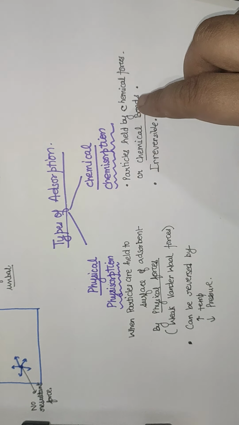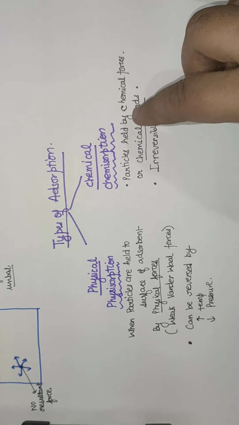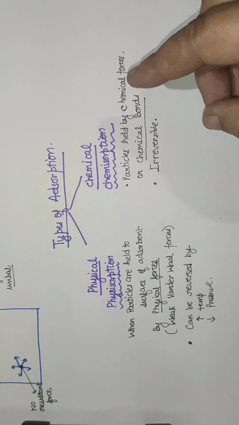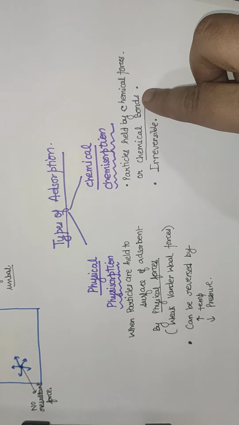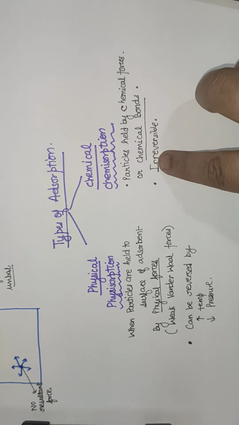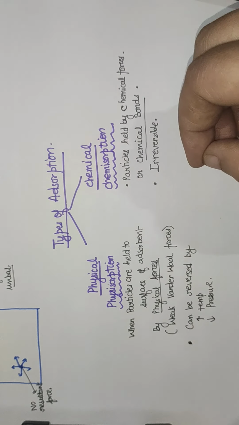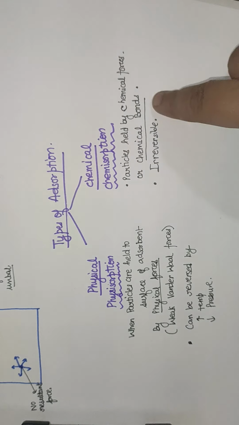So when the molecules are held on the surface of the adsorbent by chemical forces or a chemical bond, the adsorption is called chemisorption. Then the reaction between adsorbate and adsorbent is on the surface and is an irreversible reaction.